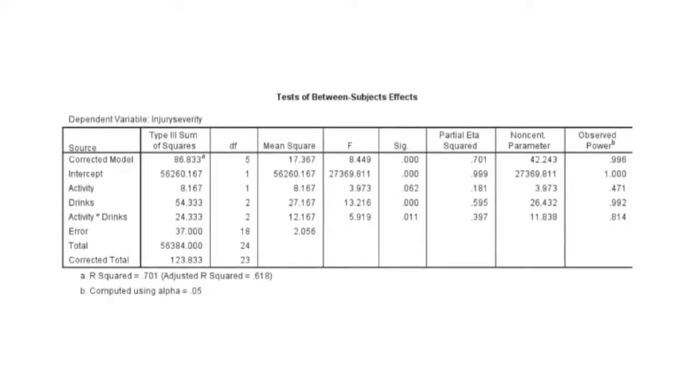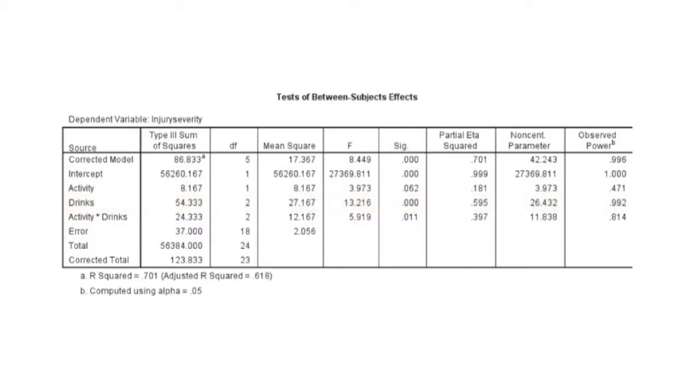So the important thing to look at here are the significance values on the independent variables. The activity row indicates that there's not a significant main effect for type of activity. If you look at the sig value, it's above the 0.05 conventional level. And the drinks row indicates that there is a significant main effect for number of drinks. The significance value is below the conventional alpha level of 0.05.